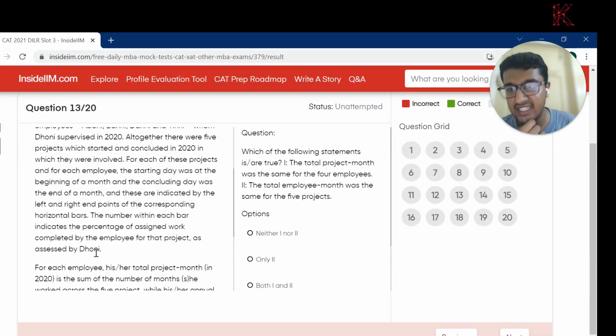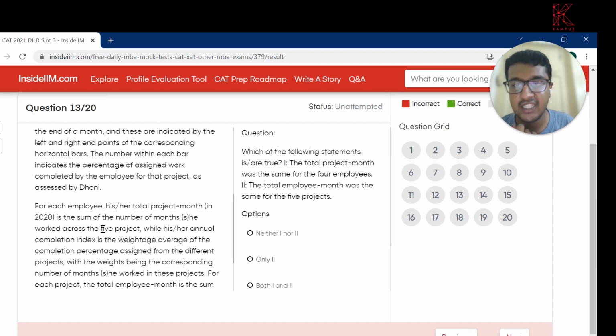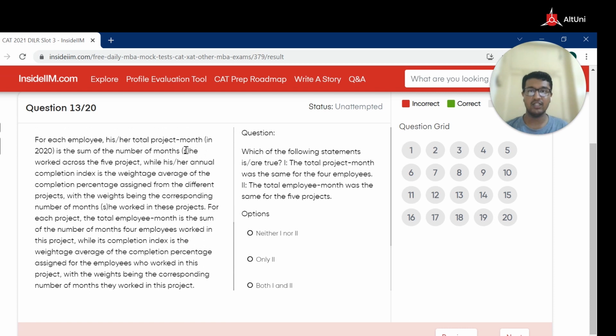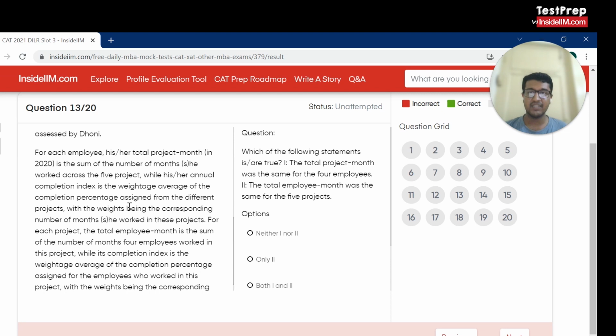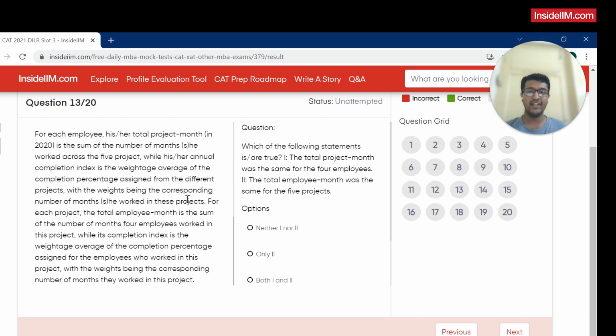Number within each bar indicates the percentage of assigned work completed by the employee for the project as assessed by Dhoni. For each employee, his or her total project month is the sum of the number of months he worked across the 5 projects, while his or her annual completion index is the weightage average of completion percentage assigned from the different projects, with the weights being the corresponding number of months.